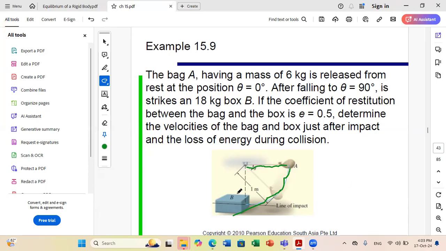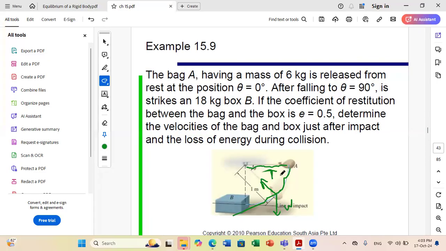What are the forces acting on the bag? We have the weight, the normal, the tension of the cable. There is no normal. Conservation of mechanical energy. Yes, you only have the tension and weight.